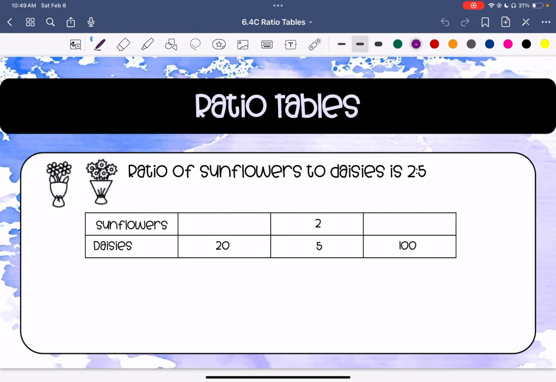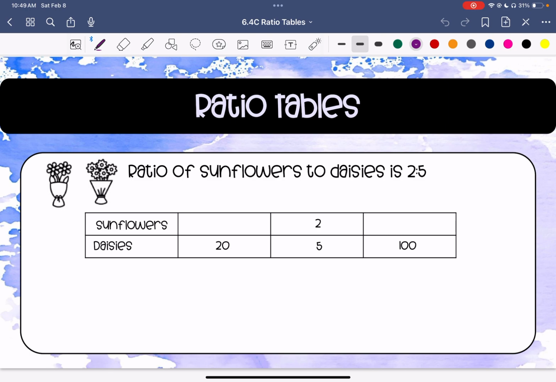All right, guys, in this video, we're going to practice using ratio tables. So remember, ratio compares part to part or part to whole. So in this case, our ratio of sunflowers to daisies is 2 to 5. So I have it in the middle of the table on purpose. We're going to complete the table to find equivalent ratios.